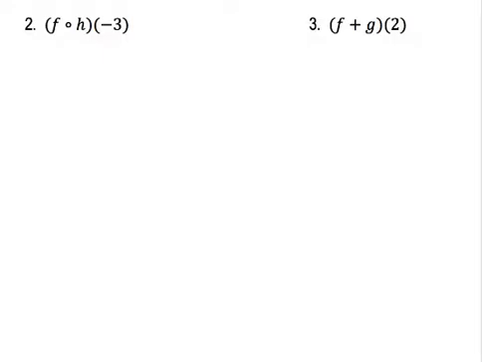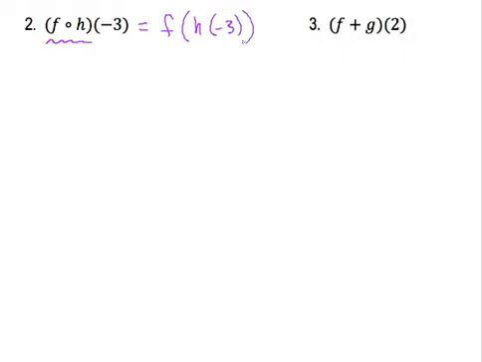We're going to start with number 2 and 3 on the handout. I'm really just reviewing here what we talked about earlier in the week. We did function operations, which was when we add, subtract, multiply, or divide two functions. And we also did function compositions, which is like when we plug one function into another, which is exactly what we have here in number 2. Recall that this notation can be read as f of h of negative 3.